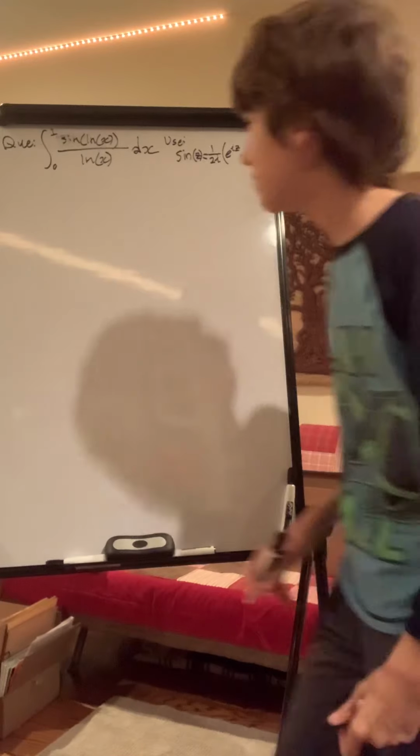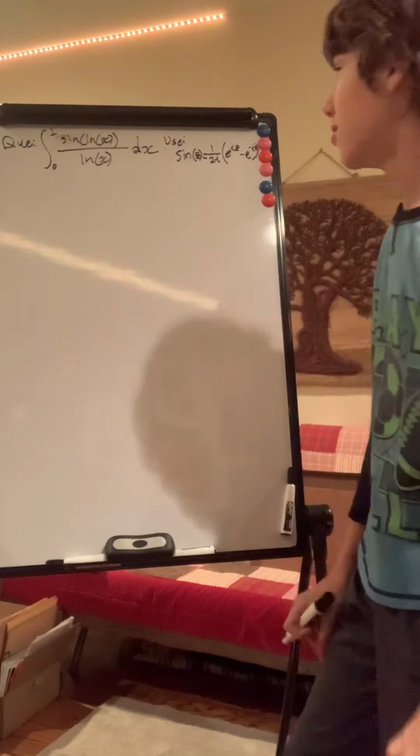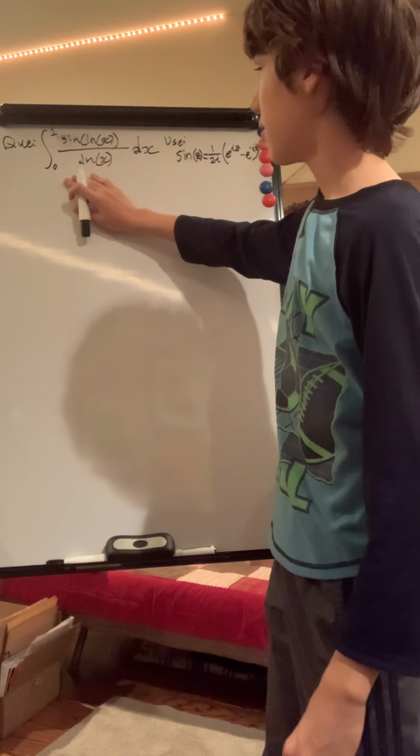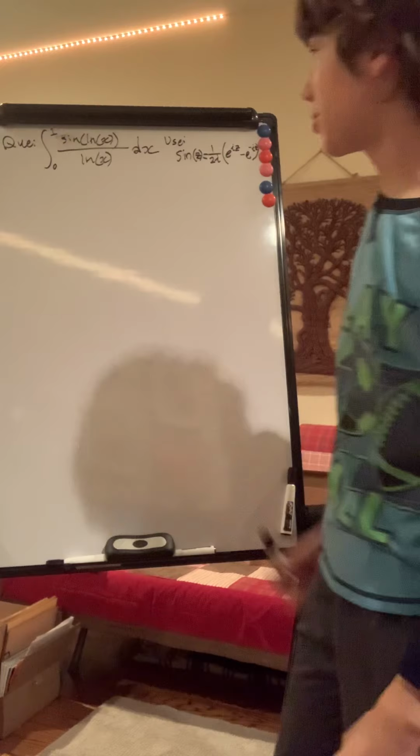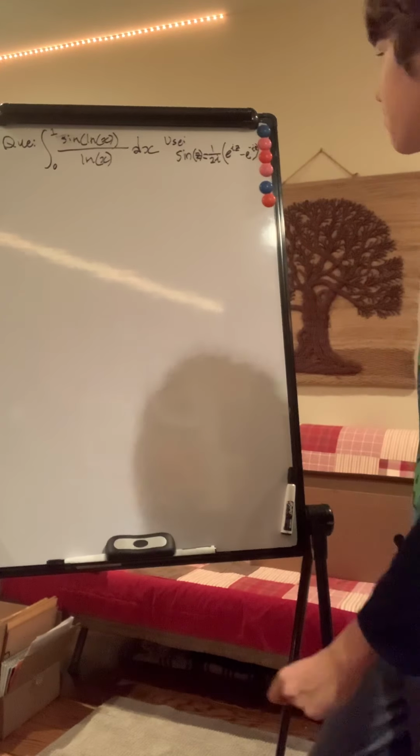So today we have a nice little integral for you here, and it's not really that little. And we're going to use Feynman's technique. So here's the integral. The goal is to find the integral from 0 to 1 of sine of ln x over ln x dx.